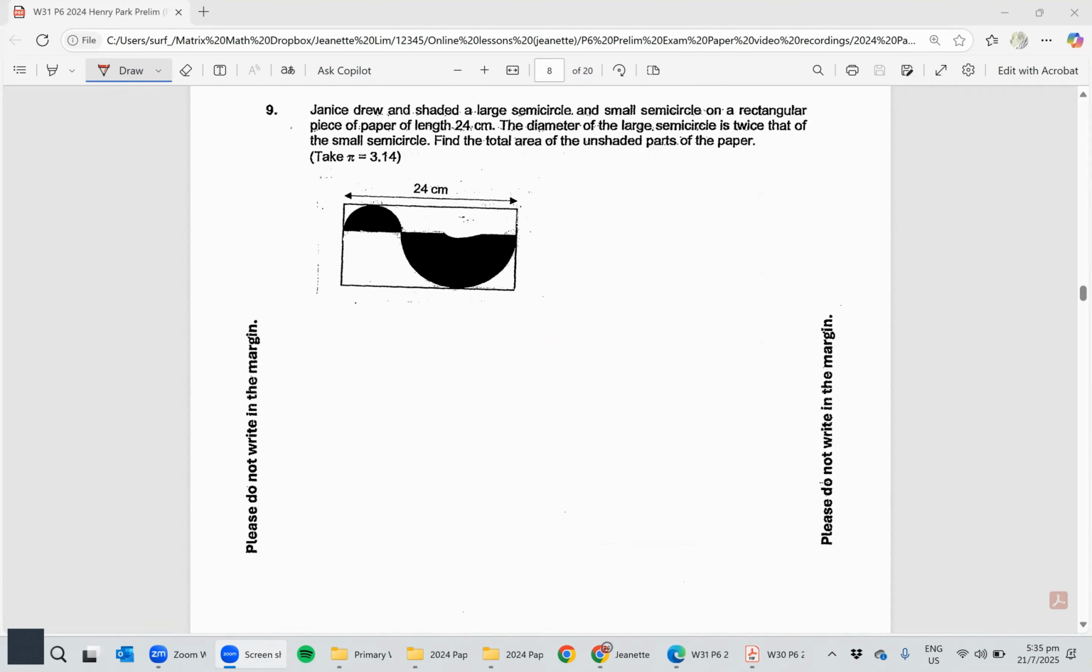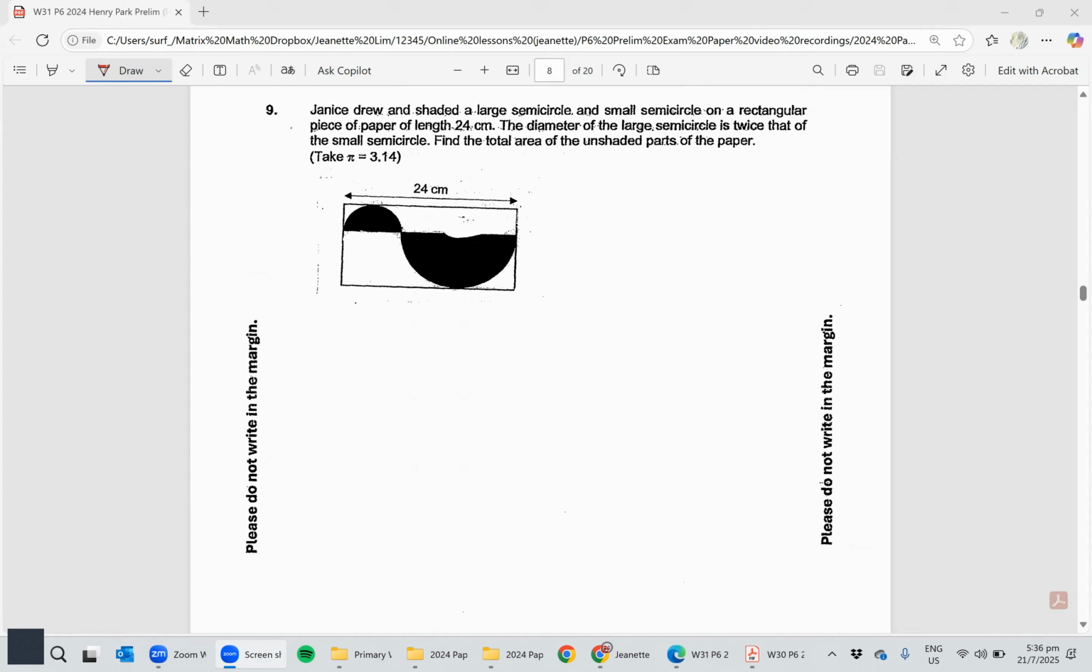Question number 9. Janice drew and shaded a large semicircle and a small semicircle on a rectangular piece of paper of length 24 cm. The diameter of the large semicircle is twice that of the small semicircle. Find the total area of the unshaded parts of the paper.